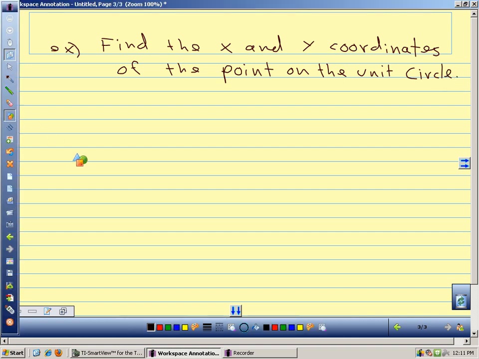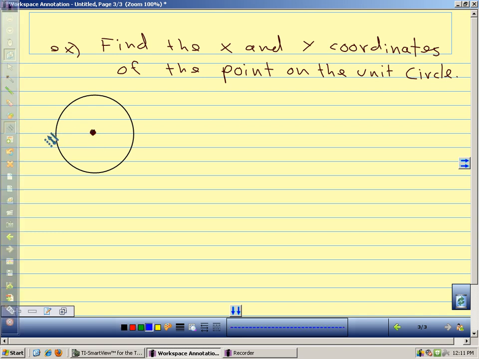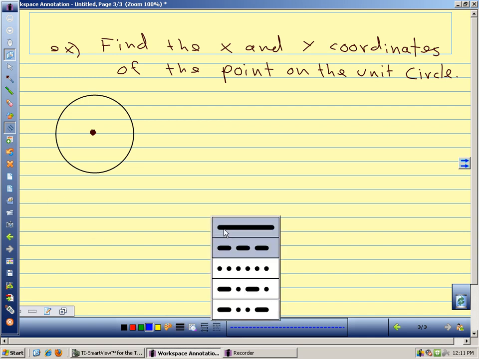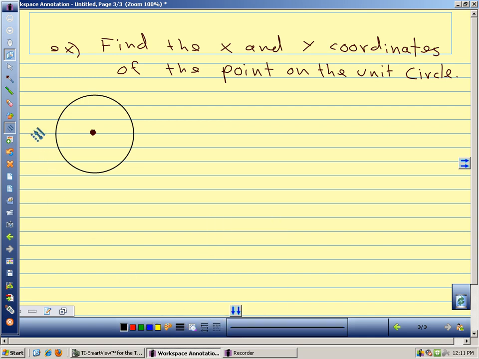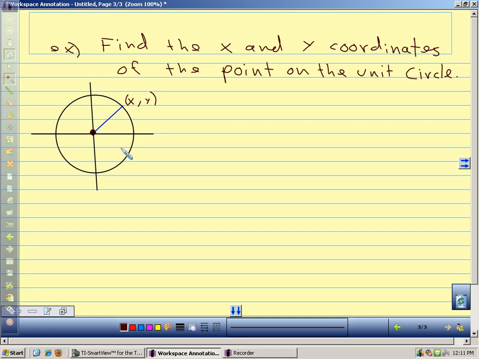So for our first problem, we'll draw in our circle. Here's our circle. Let's put in our center. Draw in our axes. So here's our x-axis. Here's our y-axis. And our point is here at the end of this radius. And the point is at x, y, our coordinates. And this angle is 35 degrees.